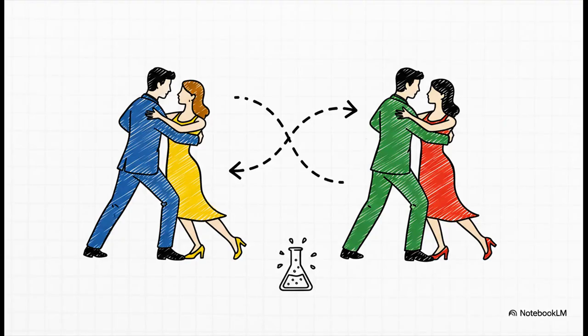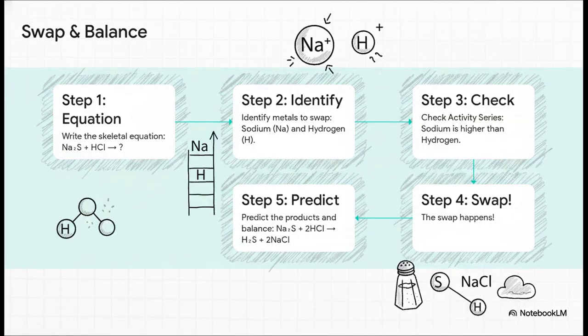All right, let's see this partner swap in action. We're going to react sodium sulfide with hydrochloric acid. Right away, you see two compounds, so you should be thinking, aha, partner swap. Okay, first up, we identify the positive ions that are going to do the swapping. That's sodium and hydrogen. We still check our activity series, and, well, sodium is way more reactive than hydrogen, so this reaction is for sure going to happen. Sodium partners up with chlorine to make sodium chloride, that's just table salt, and hydrogen pairs with sulfur to make hydrogen sulfide. We just balance it out, and there's our final equation.